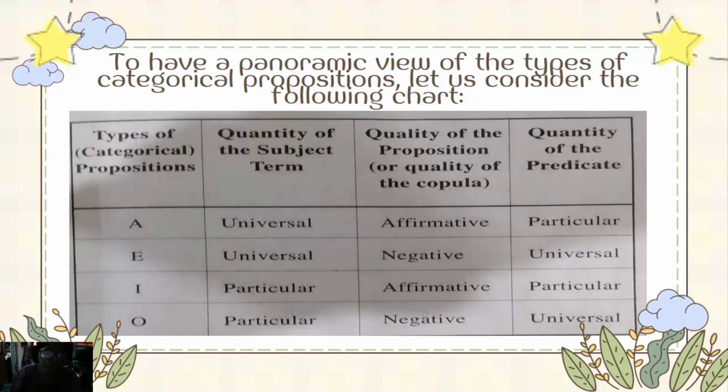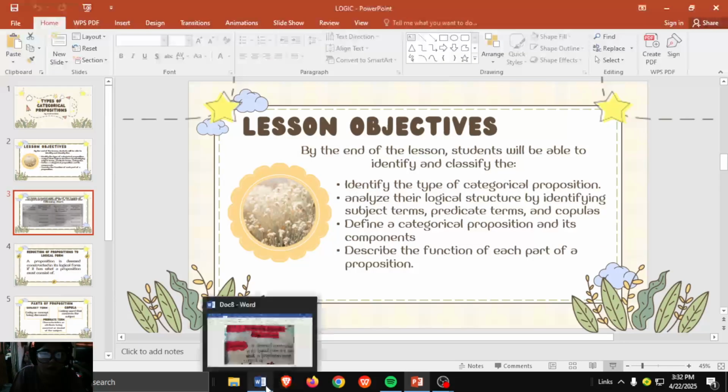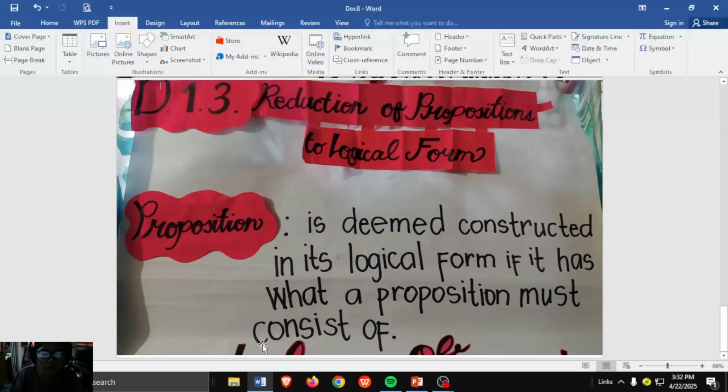I am going to discuss the topic, which is the reduction of proposition into its logical form. A proposition is deemed constructed in its logical form if it has what a proposition must consist of. We all know a proposition is a statement that is either true or false. So when a statement has a proposition, then it is well constructed into its logical form.